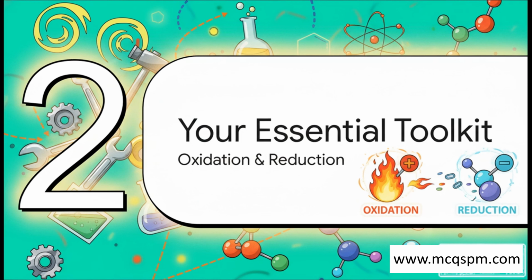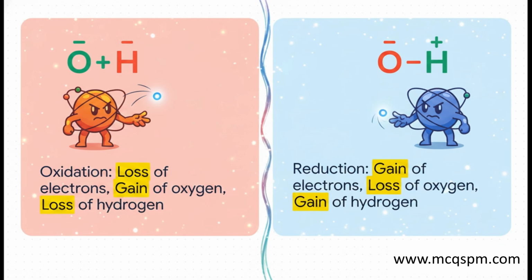All right, section 2. To solve these problems, you need the right tools. So let's build your essential toolkit. We'll start with the two main processes, oxidation and reduction. Let's lay it out side by side. Oxidation means you're losing electrons. You can also think of it as gaining oxygen or losing hydrogen. Now, reduction is the complete opposite. It's gaining electrons, losing oxygen, or gaining hydrogen. See that? They're perfect mirror images of each other.